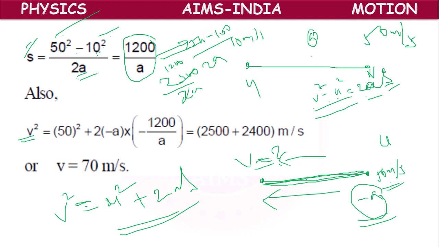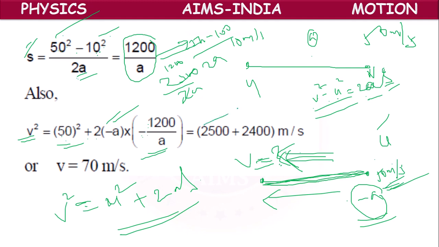So here in the second case, the starting velocity is 50. So u is 50, plus 2 into acceleration minus a into s, the same value we have already calculated, but in the opposite direction. That's why we have to take minus 1200 by a. Here the directions and these plus or minus symbols are very important, children. So the displacement we are calculating is in the opposite direction, so it is taken as minus.